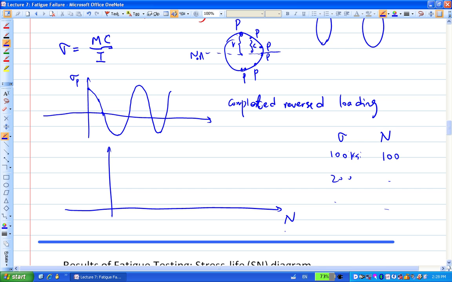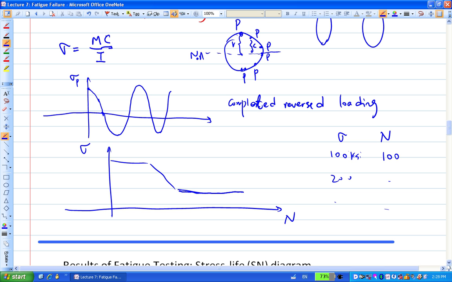So this is the number of cycles, and this is the stress. You can plot them out on the diagram here. It more or less looks like this. If it's steel, it generally will flatten out here. So that's the purpose of doing this test.